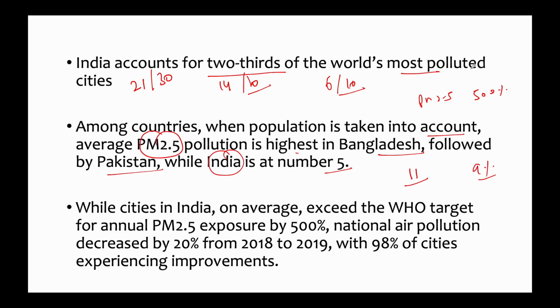But overall, national air pollution in India decreased by 20% from 2018 to 2019, with 98% of cities experiencing improvements. It is said that 90% of the global population is breathing unsafe air. This is very unhealthy, or you can say it is very bad for the health of the people.